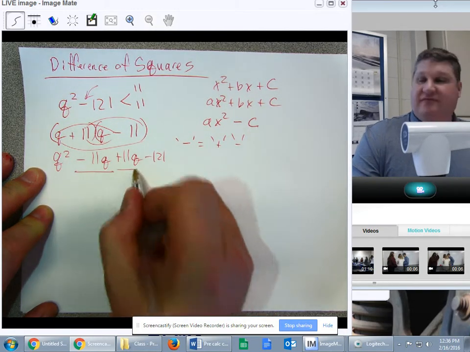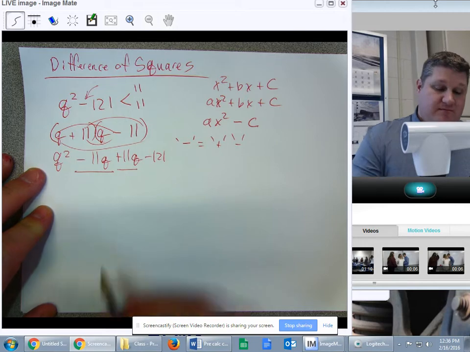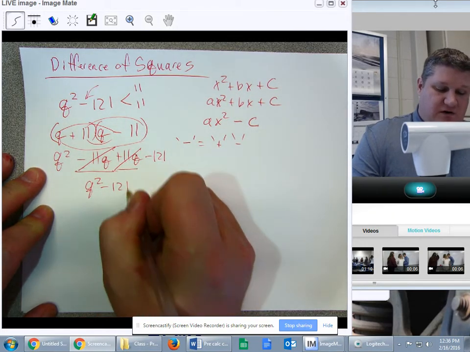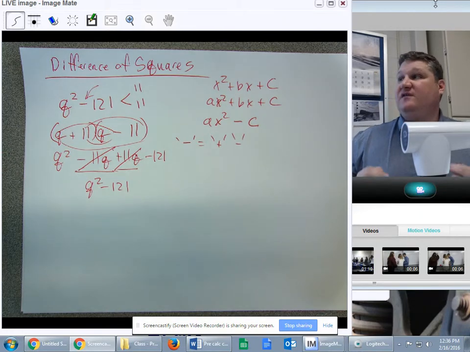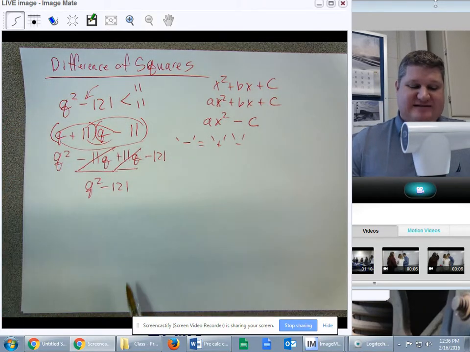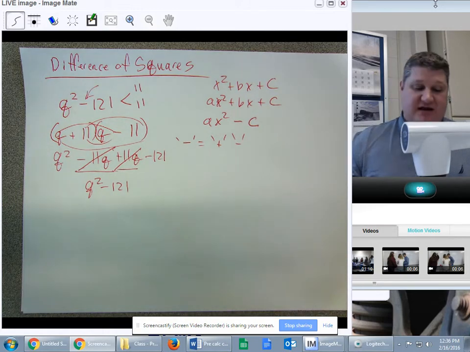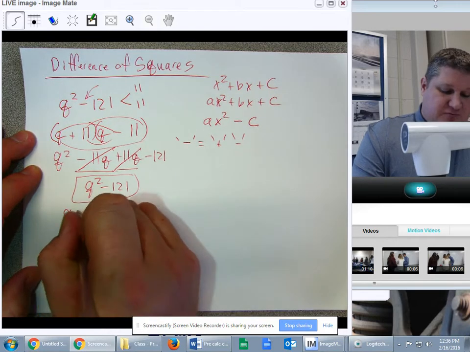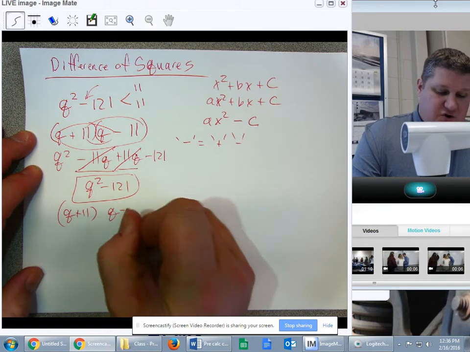What happens to 11q and negative 11q? They cancel out, and you're left with q squared minus 121. This is called the difference of squares because you square rooted the first part, square rooted the last part, one positive, one negative. So your answer is q plus 11, q minus 11.